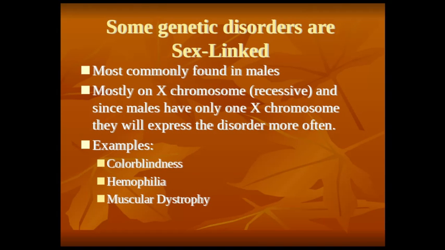There are some sex-linked genes. So remember the X and Y, most commonly found in males. And that's because males only have to have one X, or one Y, sorry. So if there's only one there, you have it. Some examples of this would be color blindness, hemophilia, which means your blood doesn't clot, and muscular dystrophy, which causes some muscle spasms and that type of stuff.